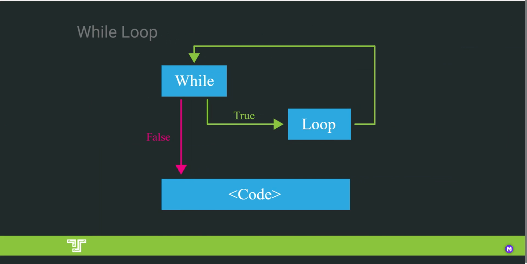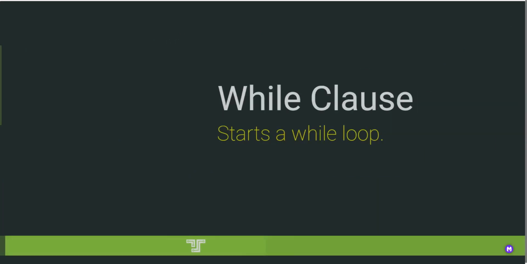So again, taking a look here, while it is true, the loop block will continue to run. It just keeps checking that it's true over and over until eventually it evaluates to false. And once it evaluates to false, it will then jump to the code that is below the while loop that you're working with.